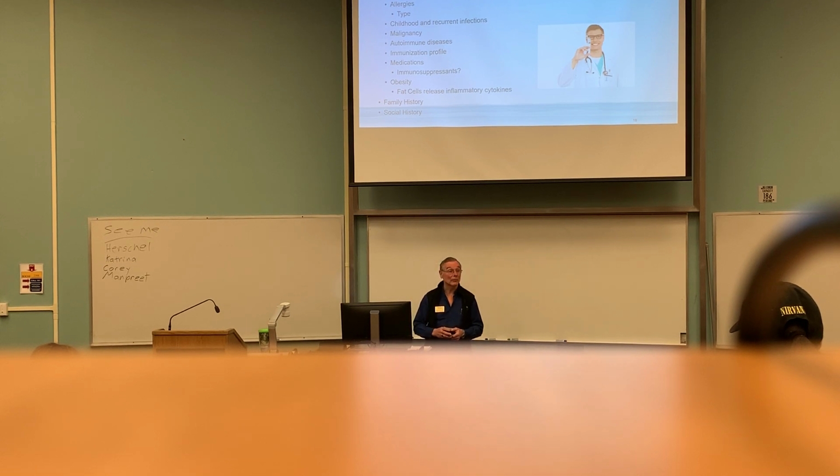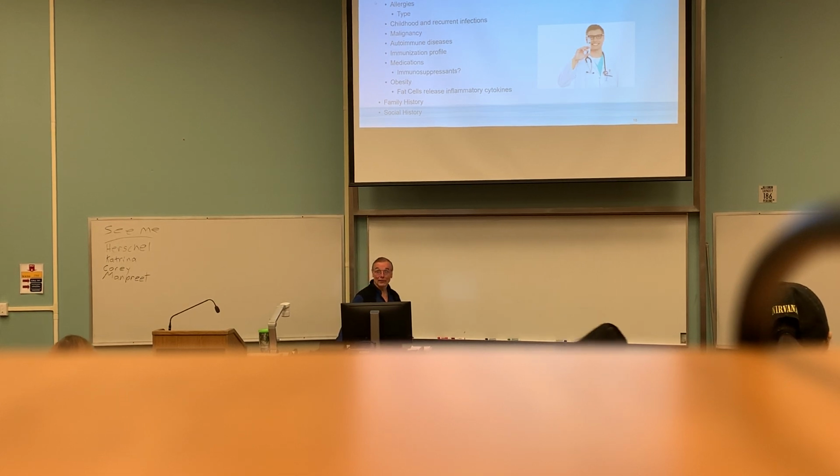Anybody give me an example of an autoimmune disease? HIV, that's one. What's another one? Type 1 diabetes. Okay. How about another one? Celiac. Celiac, yeah. Good. What's another one? Psoriasis. I know, we'll just say what we have.